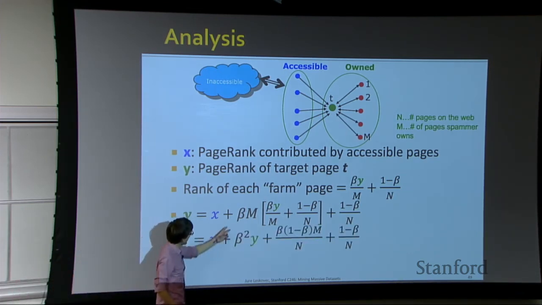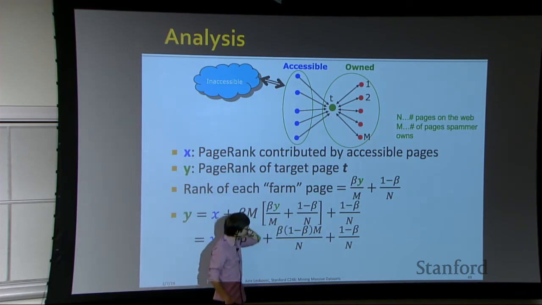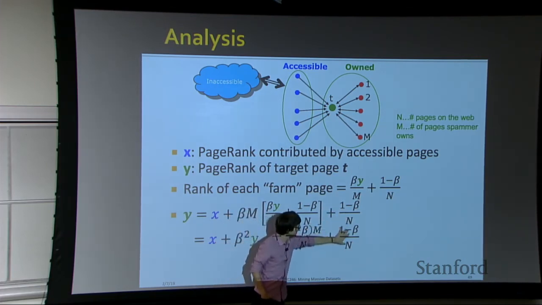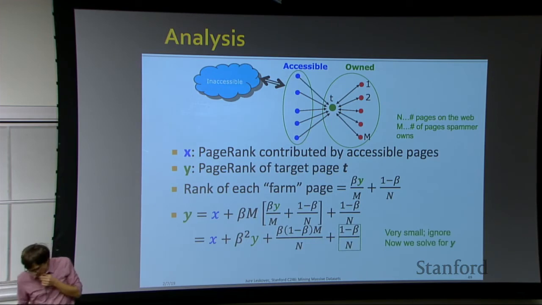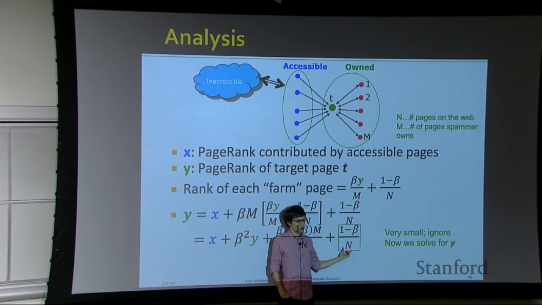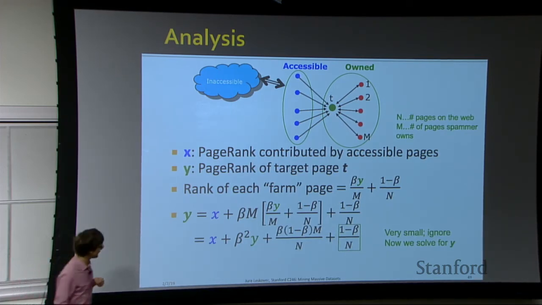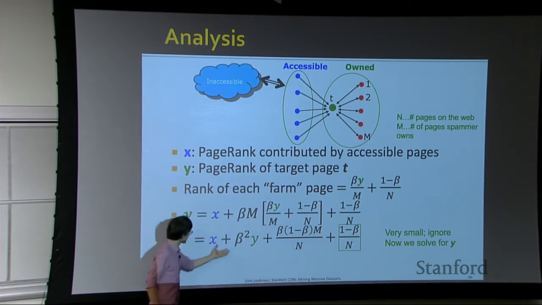Now if I simplify this, and I multiply with beta and M, what do I get? I get M to cancel, and I get beta squared times Y. This X remains. And then when I multiply in here, I get beta times beta minus 1 times M divided by N. So that's here. And then this term remains. And then this particular term, 1 minus beta divided by N, is super small, right? 1 minus beta is, I don't know, 0.2. This is 1 trillion. This is so small, I don't even know what to do with it, so I'll just ignore it.